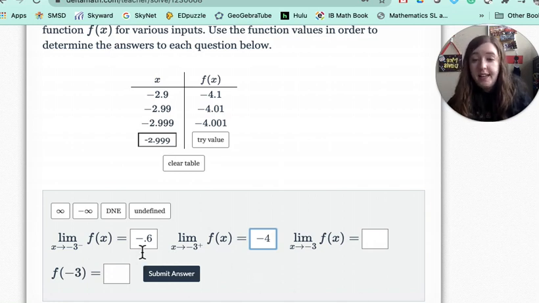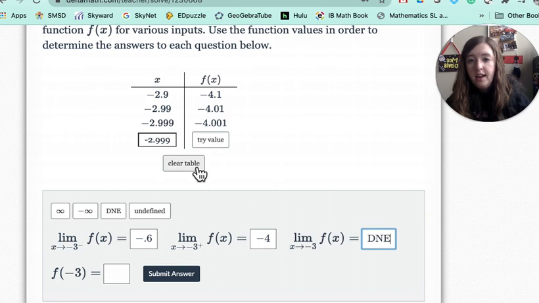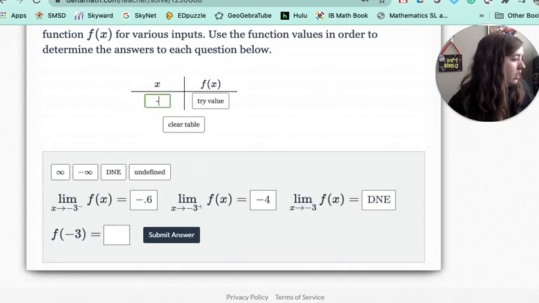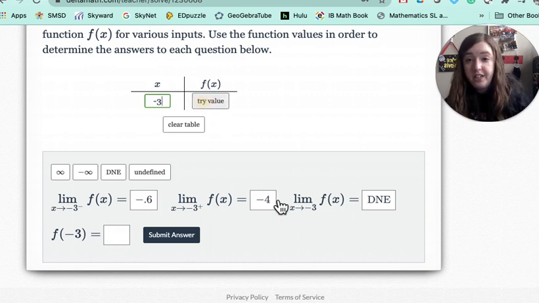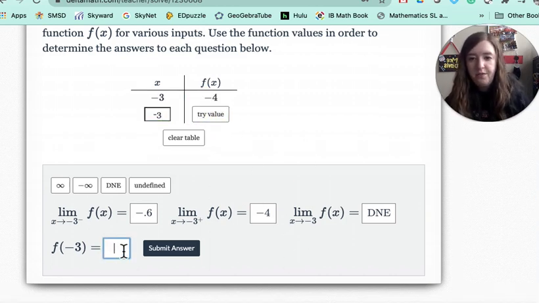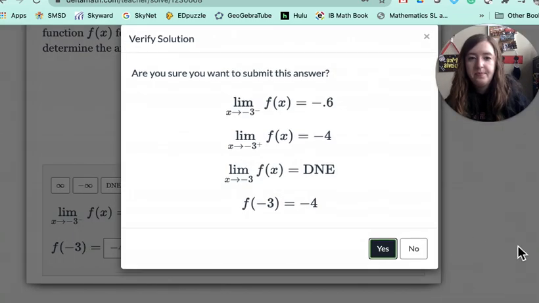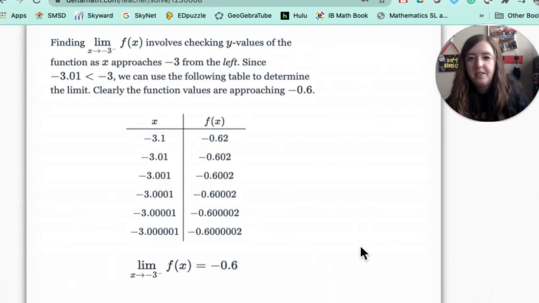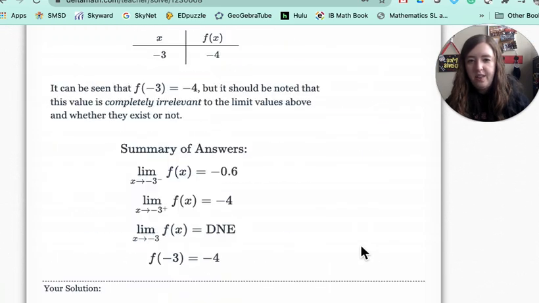Since my left-handed limit and right-handed limit don't match, that means that my limit doesn't exist. And then I'm going to go ahead and enter -3 to find out what the value of my function is there. We'll have -4. Got it correct, and it will explain how that works.